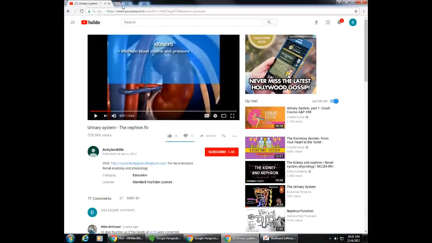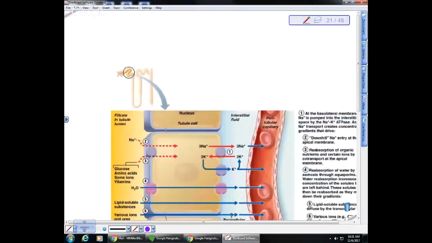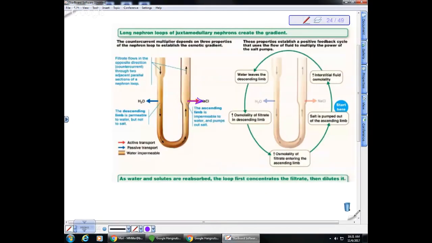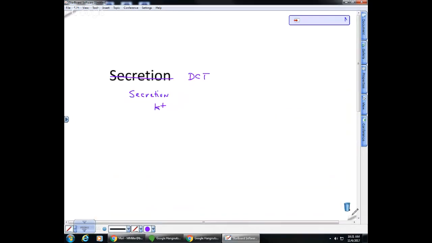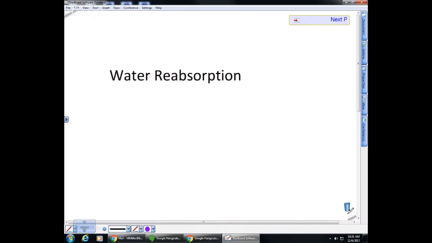Okay, are there any questions about that? Okay, so let's talk about what happens when you're overhydrated or underhydrated. So this determines the concentration of the urine. When we look at urine, it is about 95% water, and about 5% solutes.